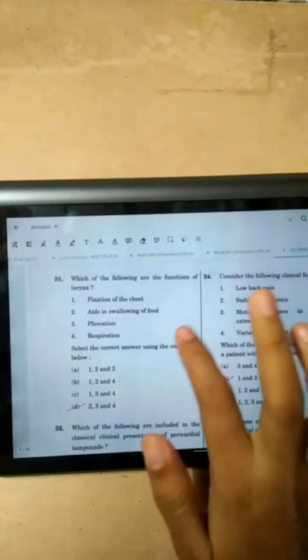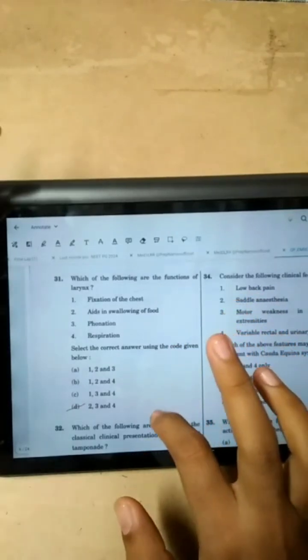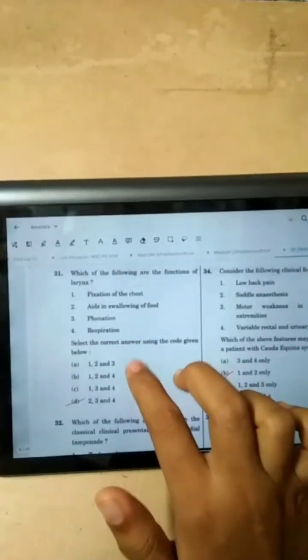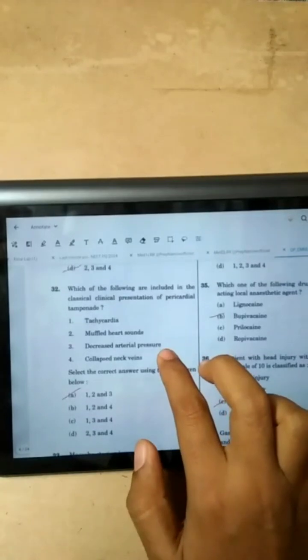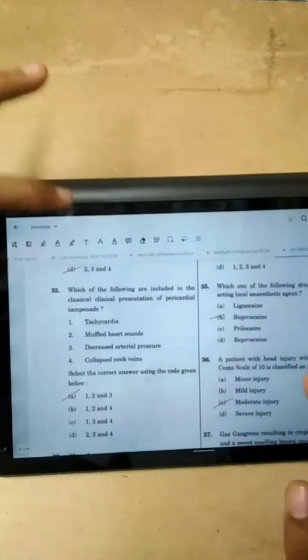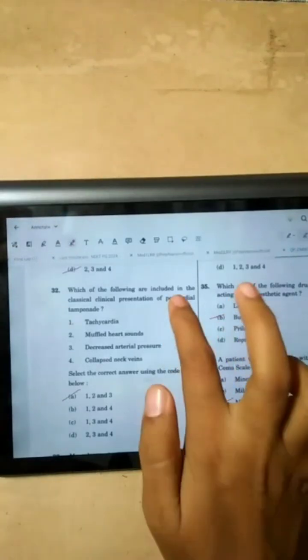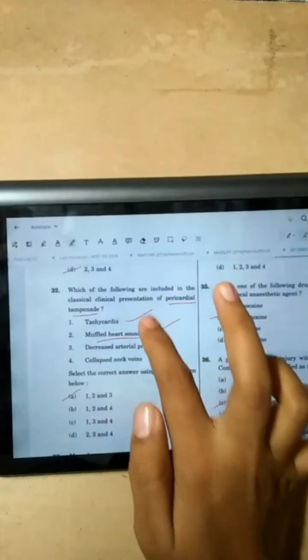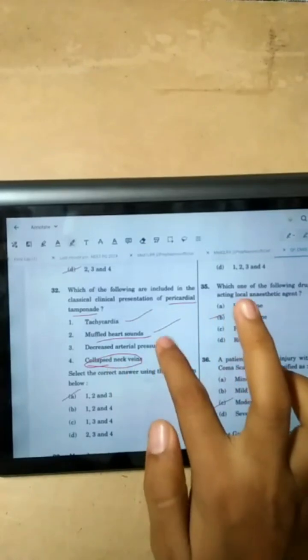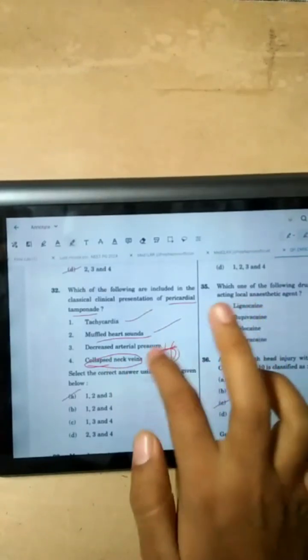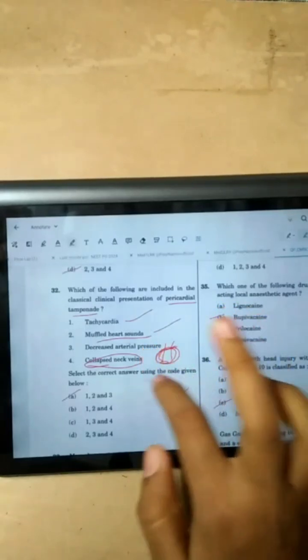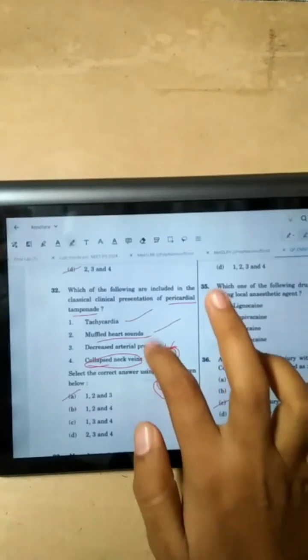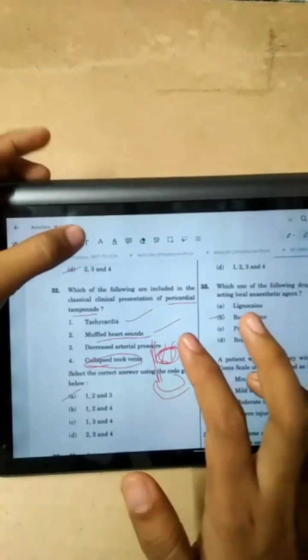Which of the following are the functions of larynx? Fixation of chest is not a function, I guess. All others are pakka functions of larynx. Next, pericardial tamponade. Muffled heart sounds, yes. Tachycardia, yes. They won't be collapsed, there will be dilated veins. Now we see elevated JVP in pericardial tamponade because blood is accumulated and veins are distended, and JVP will be elevated. So option 4 is pakka wrong. So there is only one option.